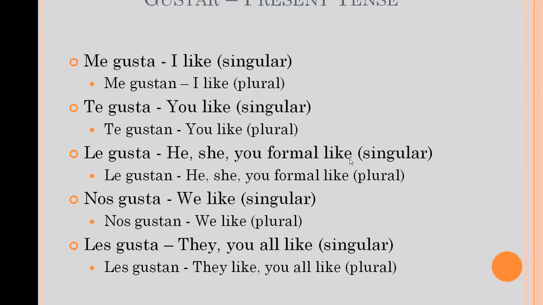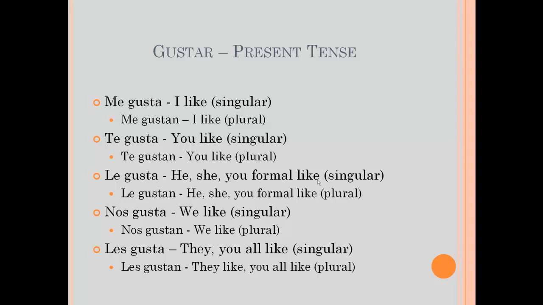So what do I mean by gusta or gustan, singular and plural? Well, singular is if you only like one thing. For example, you might like one orange. But what if you like two oranges? Then you say gustan. What if you only like a car? That's gusta. But what if you like a car and a motorcycle? That would be gustan.